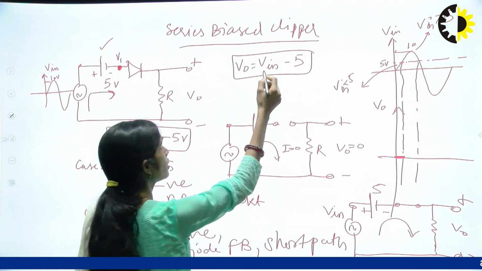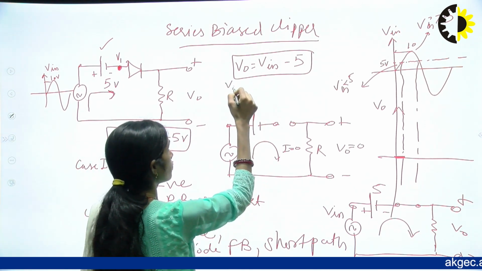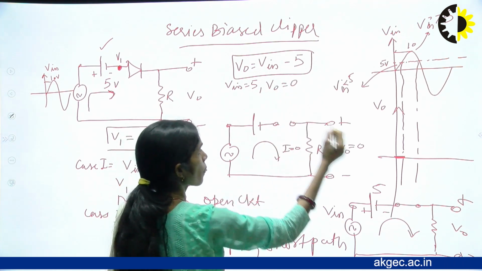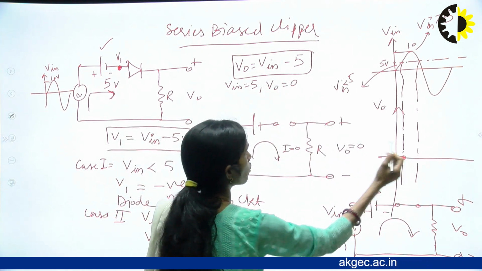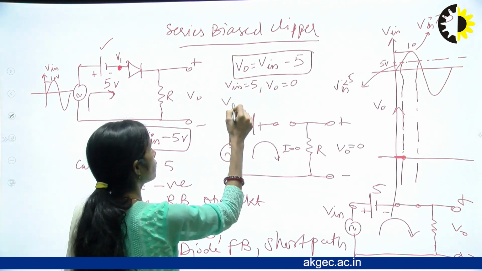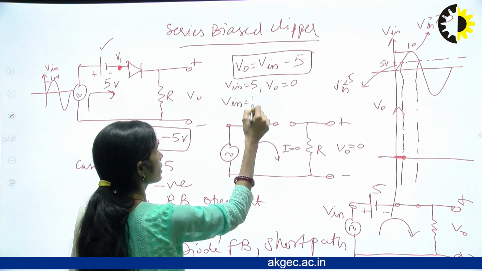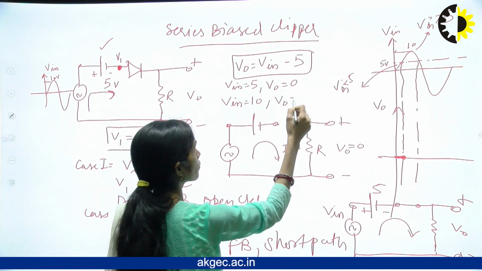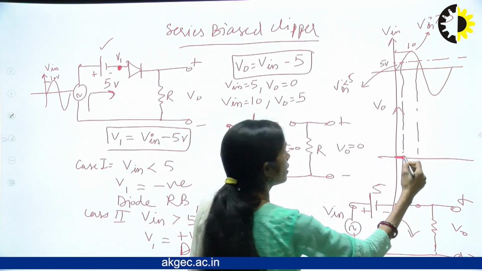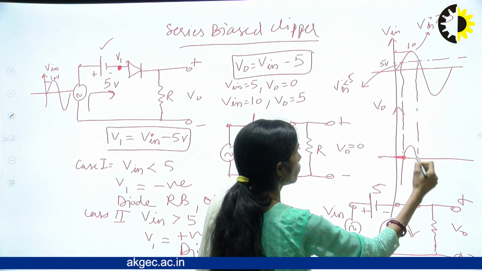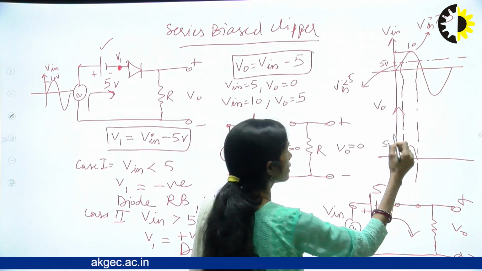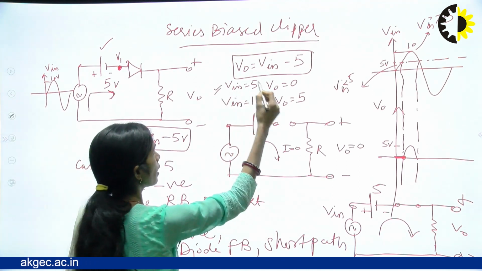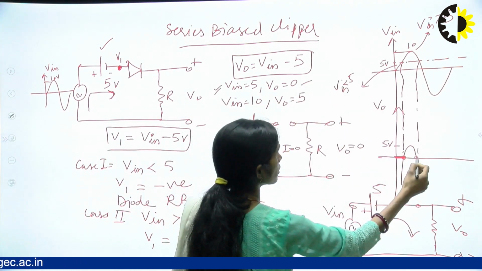If V in equals to 5, then what will be the output? Output will be equal to 0. So it is marked here, output will be 0. Now if we take V in as the peak voltage, that is V in equals to plus 10 volt, then V out will be equal to 5. That means the peak voltage is coming up to 5 volt. Now again coming back to V in equals to 5, V out is coming back to 0.